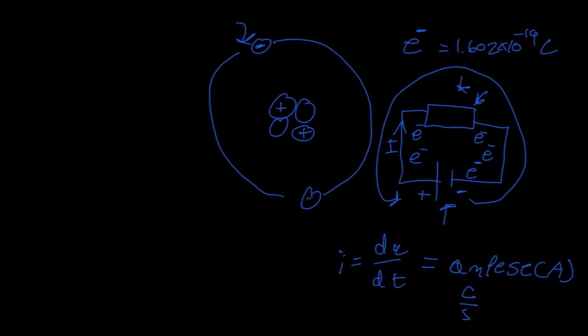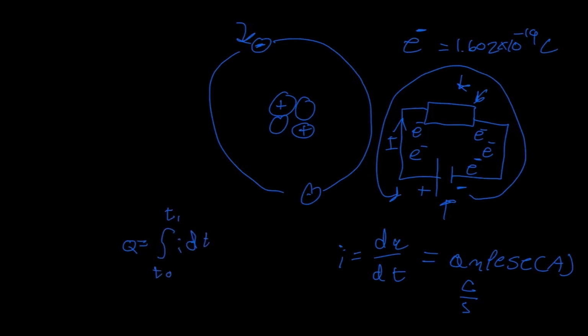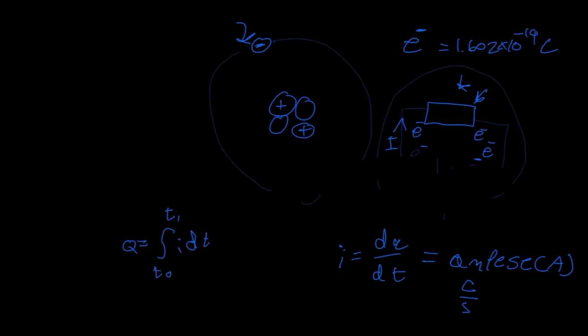So for us to go from current to coulomb, I'm going to use a charge Q for charge, and the charge unit is coulomb. That's going to be the integral. All right, so let's do some practice problems with these equations.